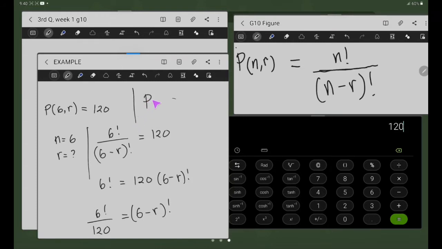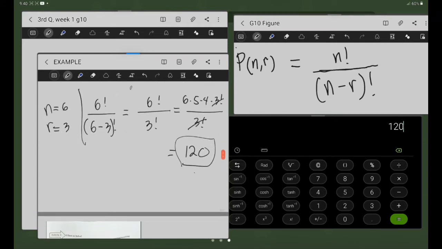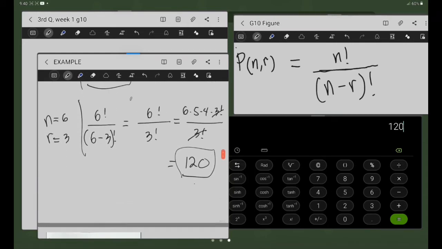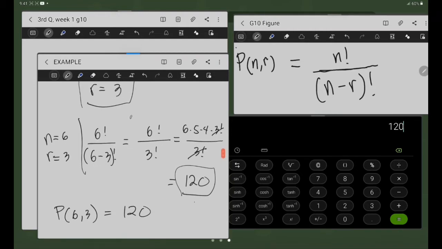So, permutation of 6 things taken 3 at a time is equal to 120. Yung r natin is equal to 3. So, permutation of 6 things taken 3 at a time is equal to 120. So, ito na yung sagot natin. r is equal to 3.